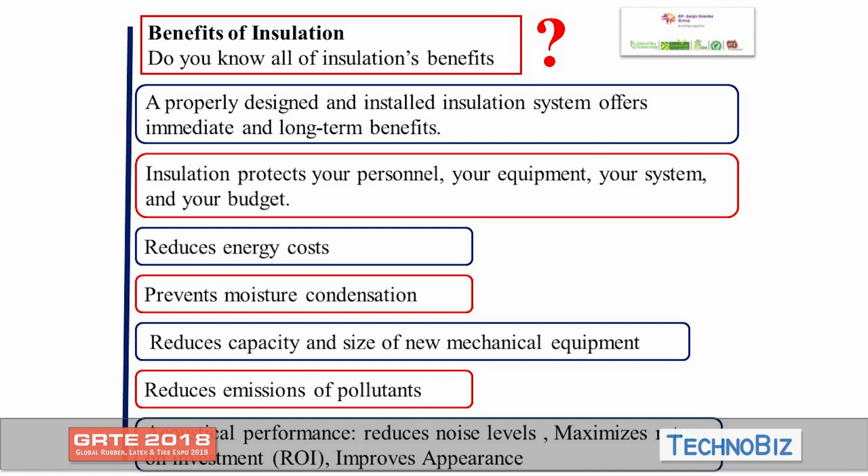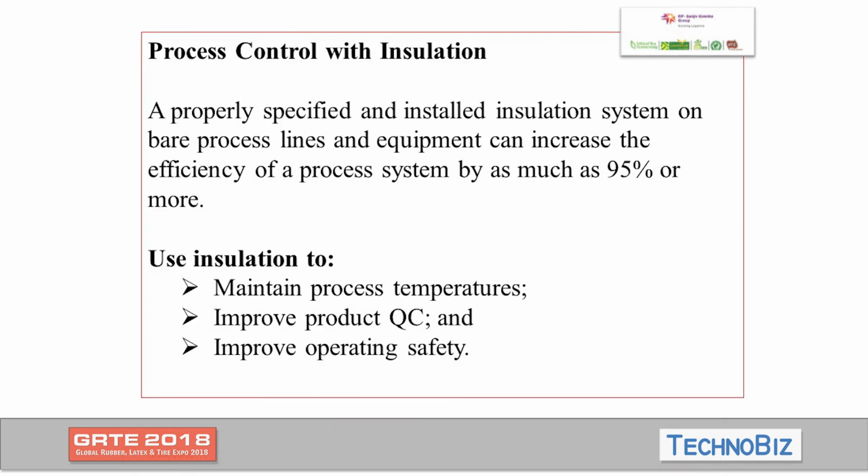The process control improves by insulation to a very great extent. The efficiency could be as much as 95%. Insulation helps in maintaining the process temperature. Something flowing which is very cold will remain at that temperature. If something is very hot, it will also be maintained at the elevated temperature. It improves the quality of the product, and it also helps a lot as far as safety is concerned.